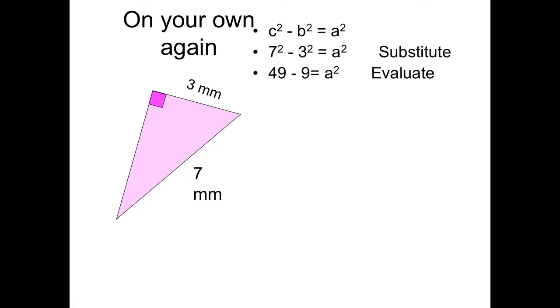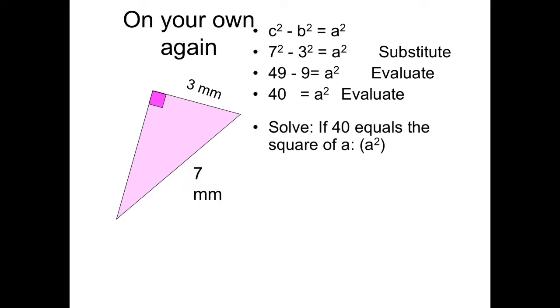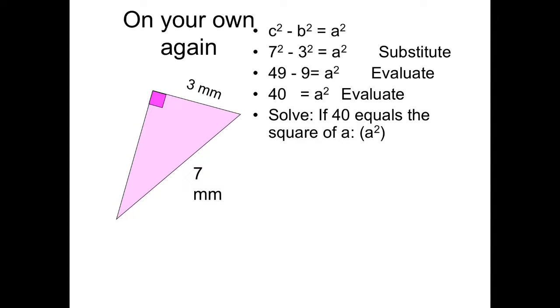Looking at your squares list, you should be able to evaluate 7 squared and 3 squared pretty simply, and then finding a difference between 49 and 9. 49 minus 9 is 40, and that means that 40 equals the square of A. Again, it would be crazy to think that that side that has no label on it is 40, because that's longer than the longest leg, which is only 7, which means if 40 equals the square of A, then we know the square root of 40 must be the answer.